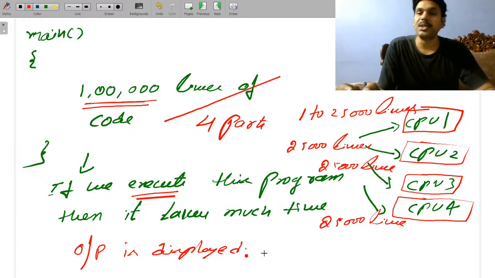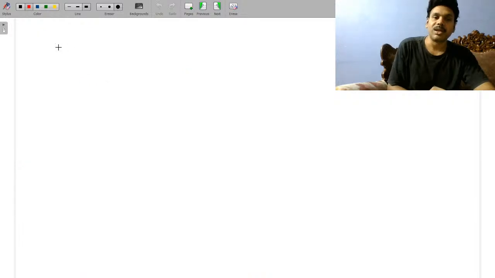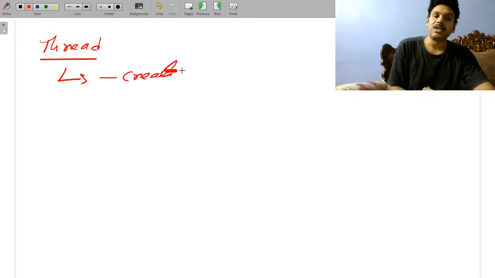So how are you going to do this kind of splitting? This splitting can be done using three important tasks. What are the three important tasks? Observe carefully. Thread has mainly a few system calls. What are they? Thread underscore create. It is going to create threads. Next one, thread underscore join. What is the meaning of a join?